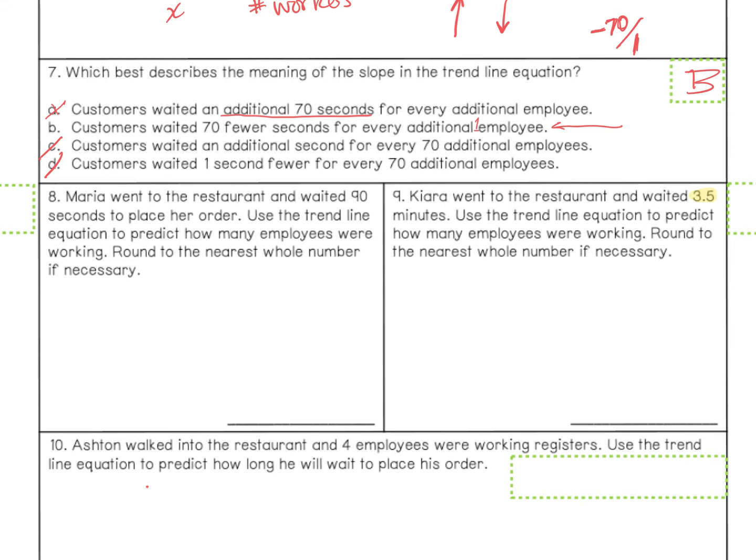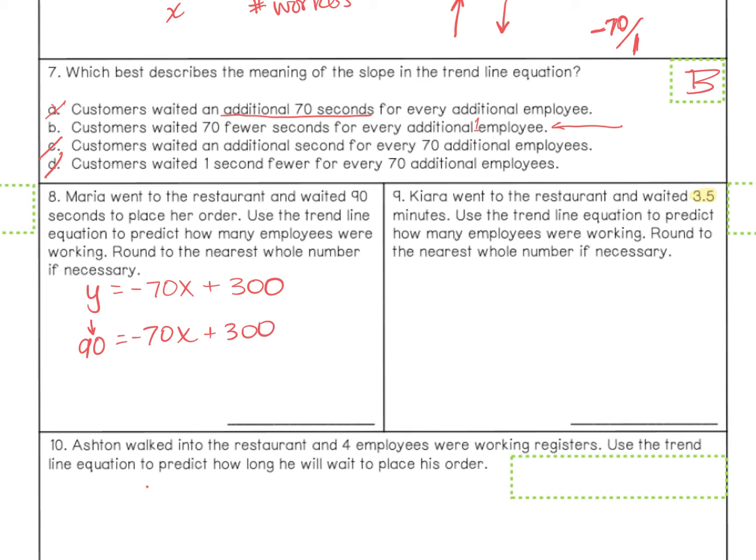Number 8. Maria went to the restaurant. She waited 90 seconds to place her order. Use the trend line to predict how many employees were working and round to the nearest whole number if necessary. So let's get our equation. Y equals negative 70x plus 300. And they gave us the wait time. Remember, the wait time is the Y, so I'm going to substitute for Y. The 90 seconds goes there. Now we just have to solve for X.